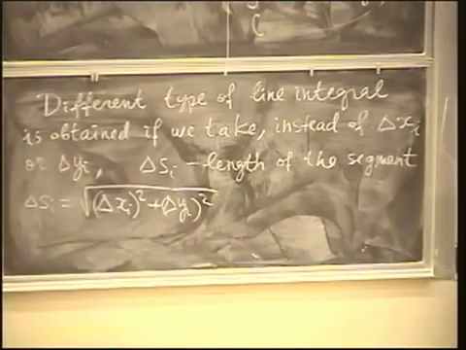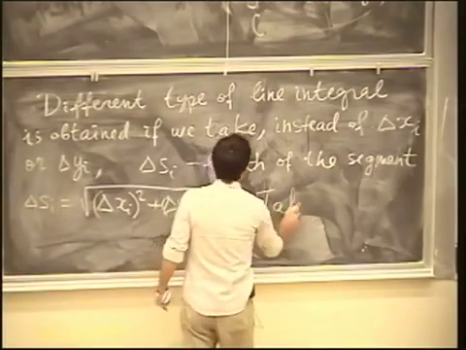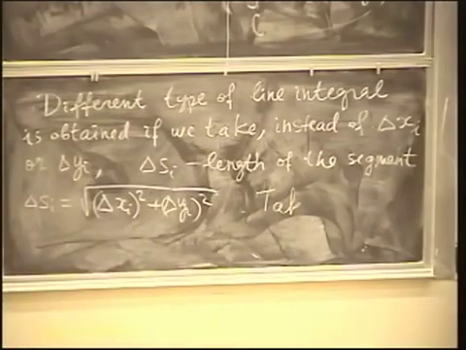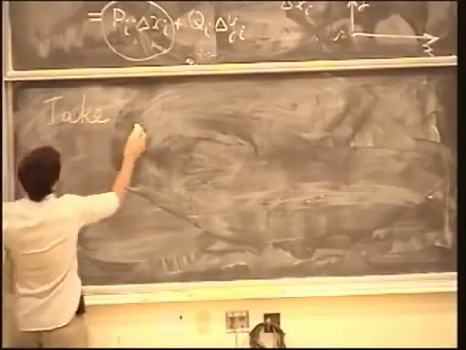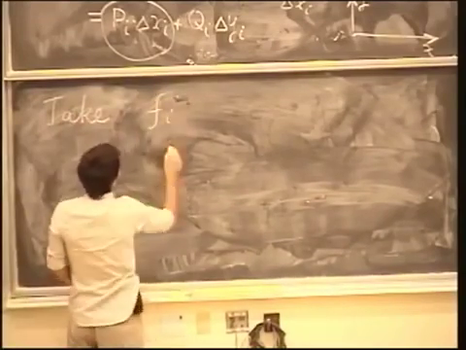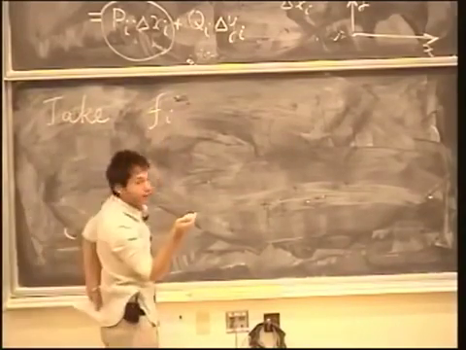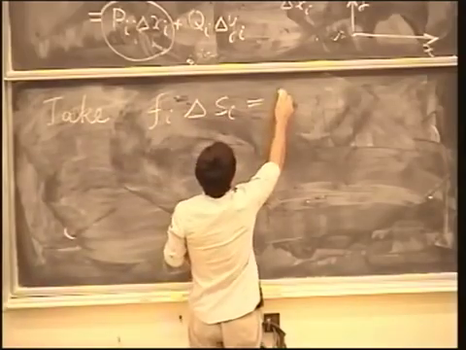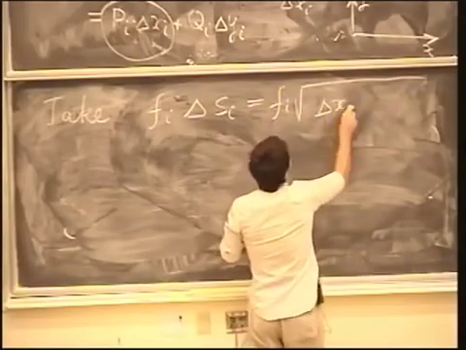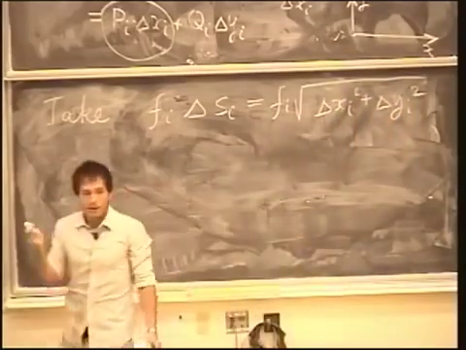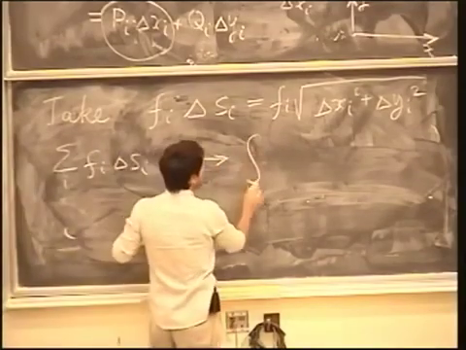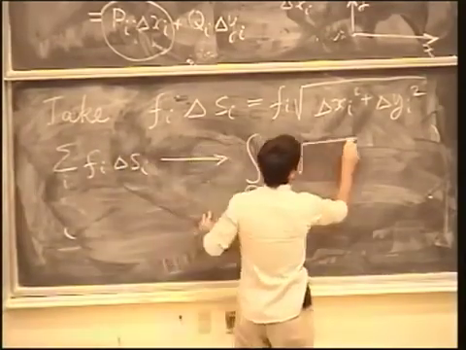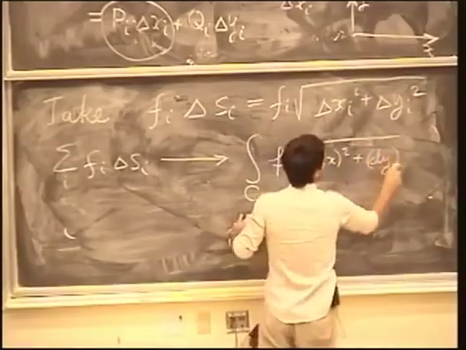So instead of the previous expression, take the expression f_i, where f is some function, some number attached to the ith segment, times delta si, which you can also write as f_i times the square root of delta xi squared plus delta yi squared. If we take the sum of these expressions, this will tend to a different kind of integral over C, which will have f times the square root of dx squared plus dy squared.